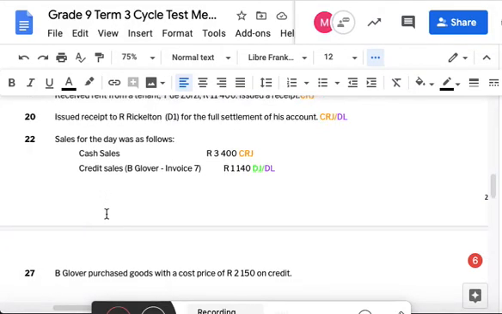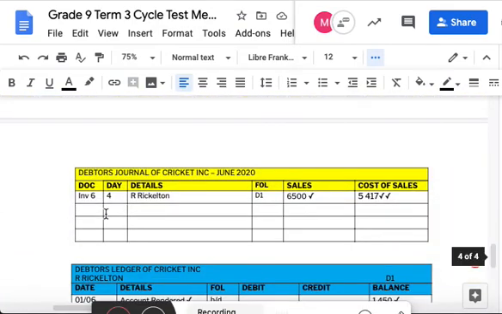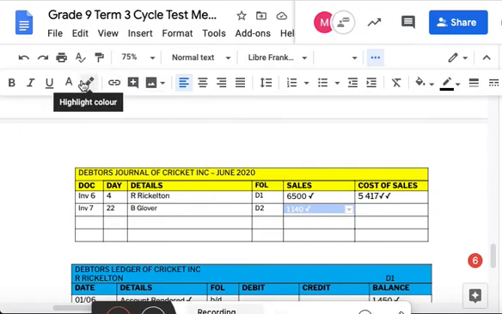On the same day, we had credit sales, so we go through to our debtors journal as well as our debtors ledger. If we look at our DJ, we have invoice number 7 on the 22nd. They give us that information. Who is our debtor? B Glover. What is his folio? D2, spot on. And then what is our sales figure? 1,140.